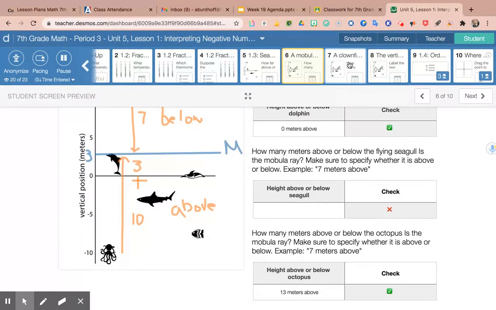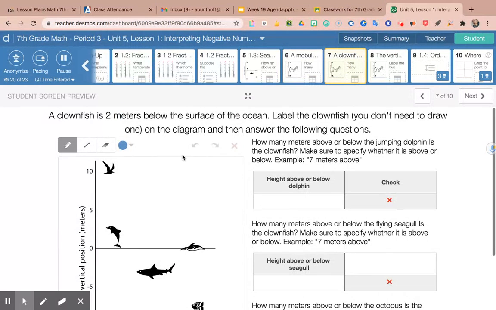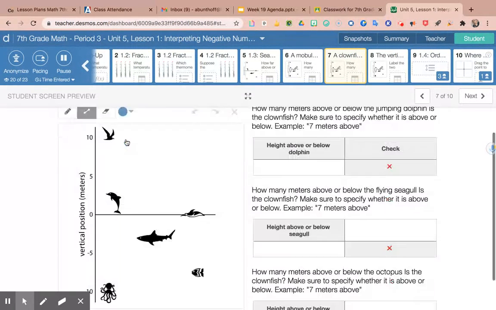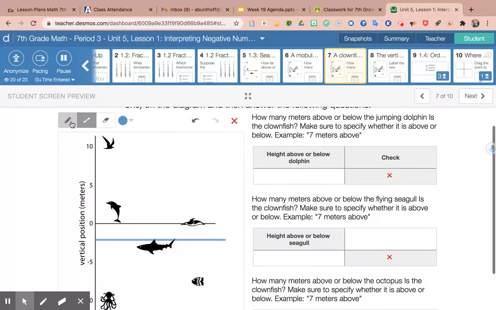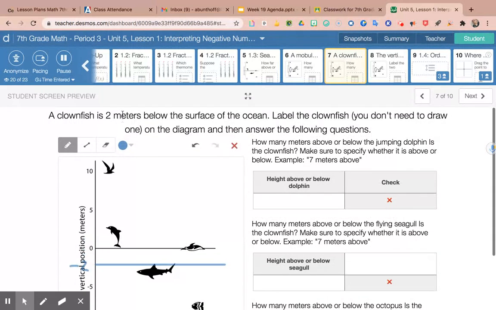All right. For number 7, it's very similar, but this time we have a clownfish that is 2 meters below. So you're going to use the line tool. 2 meters below. Remember, the shark was at -3, so your line should be a little bit above the shark. That's -2 because it's 2 below. It says 2 meters below.